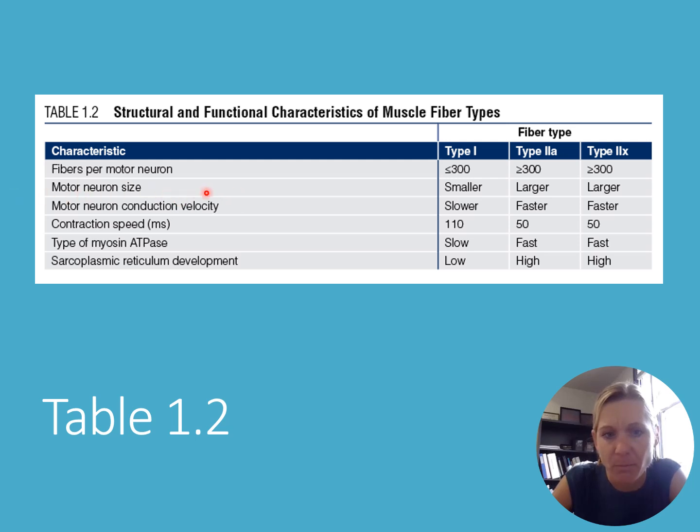So fibers per motor neuron. Again, type 2A is going to be the smallest, type 2X is going to be the largest, and type 2, I'm sorry, did I say that right? Type 2A is going to be intermediate in nature. Okay, motor neuron size, small for type 1 and large for type 2X, et cetera. So again, thinking type 1 is more slow and type 2X is going to be our fastest.